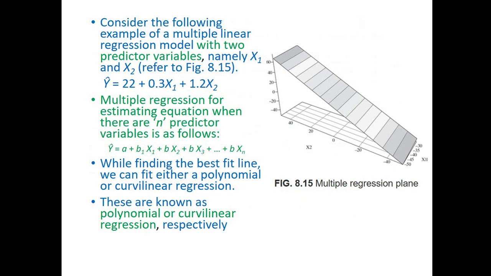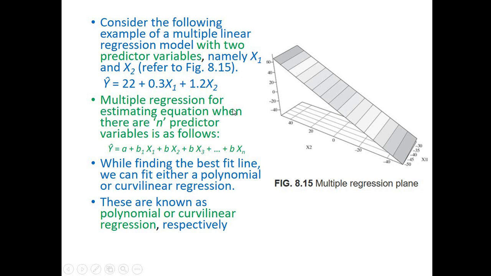Consider the following example of multiple linear regression having two predictor variables, namely x1 and x2. The expression given is y bar is equal to 22 plus 0.3 times x1 plus 1.2 times x2. This is a sample multiple linear regression model, and this equation represents this type of plane. This plane is showing this equation: y bar is equal to 22 plus 0.3 x1 plus 1.2 x2.